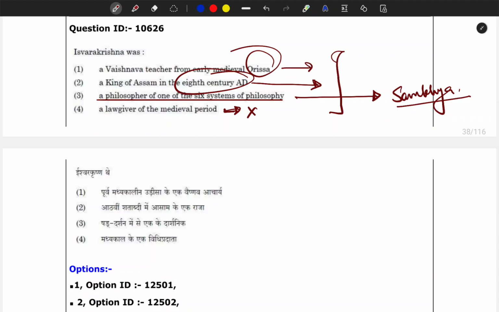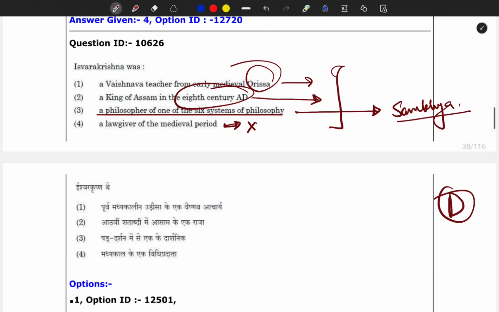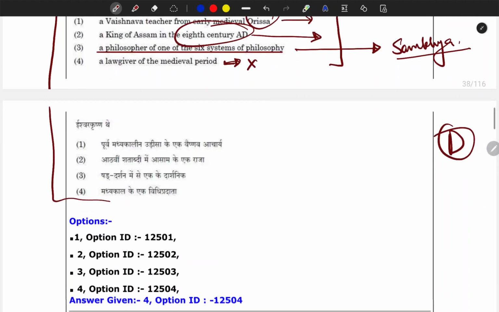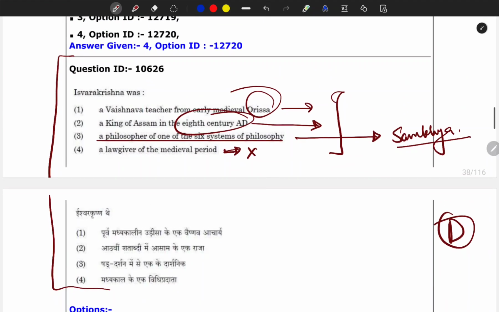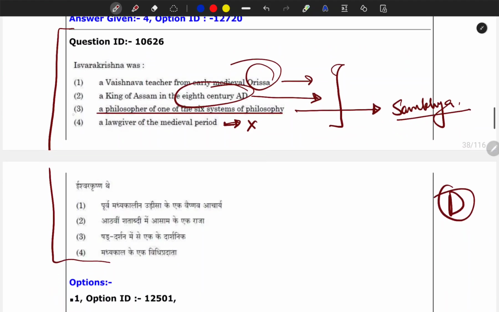Okay, so for me this was a difficult question again, and if you see now, in most of the question papers there is a question on the schools of philosophy. The correct option is the third one, and here you take a cue out of this and you focus on the 6 schools of philosophy.